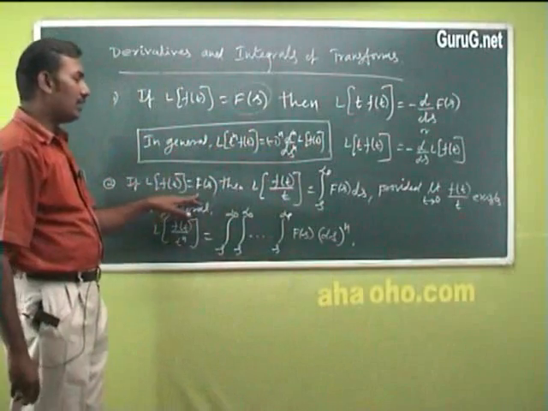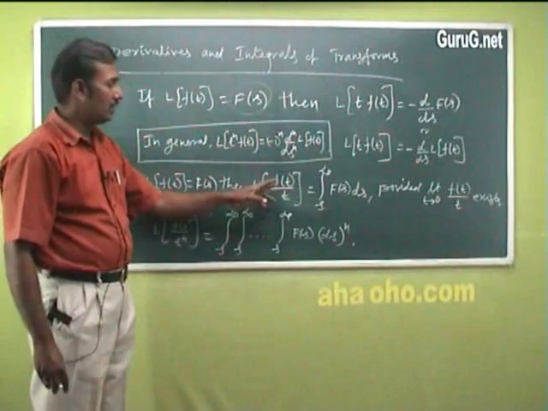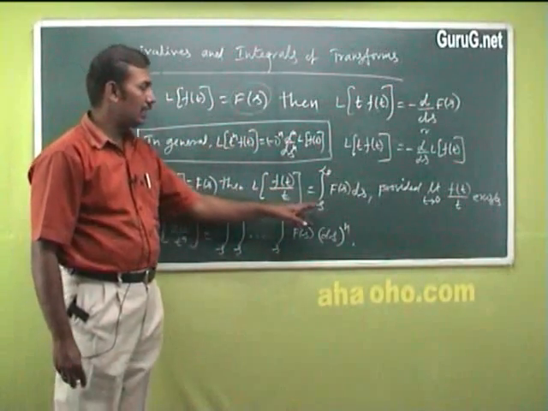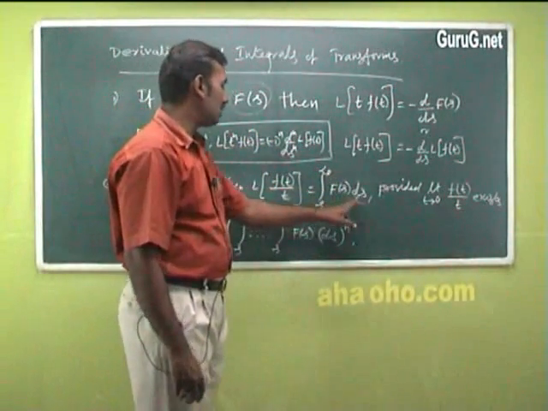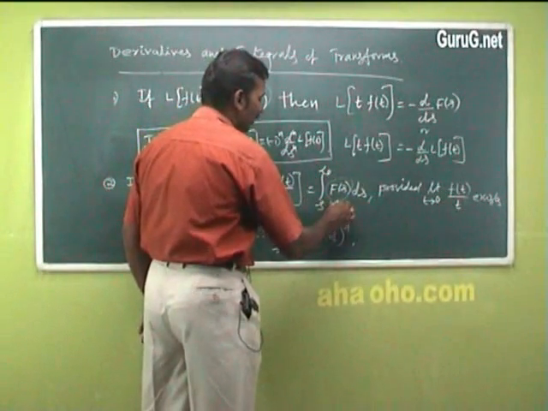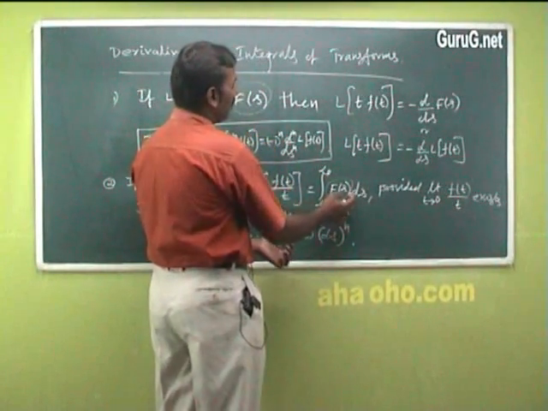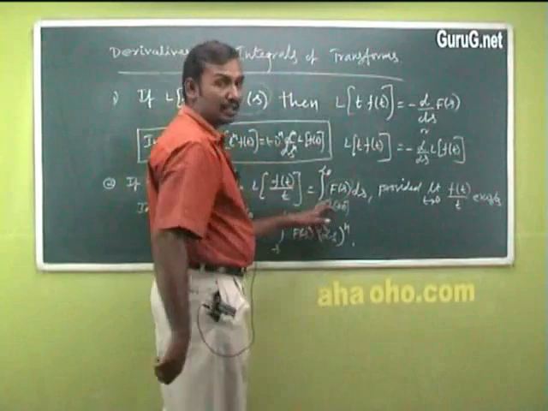So if L of f of t equals f of s, then L of f of t by t. Here there is a division. f of t by t is the integral from s to infinity of f of s ds, or instead of f of s you can write L of f of t. So here you are integrating the transform, so that's why you call it the integrals of transforms.